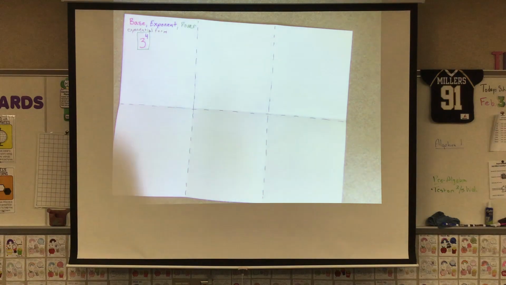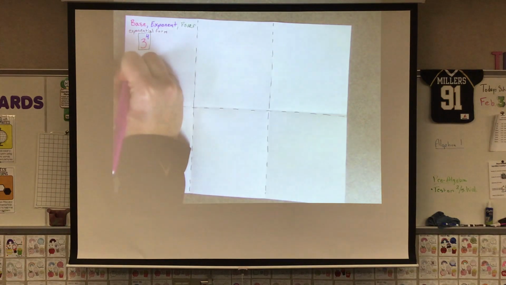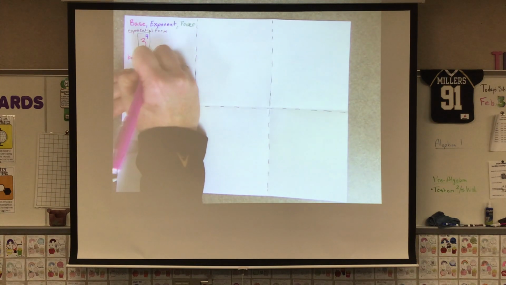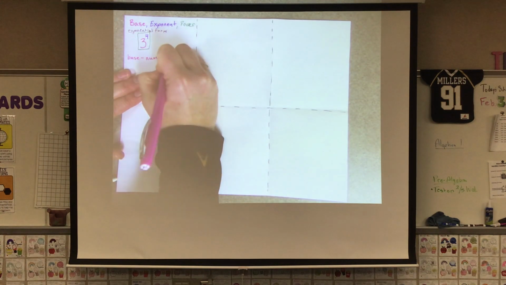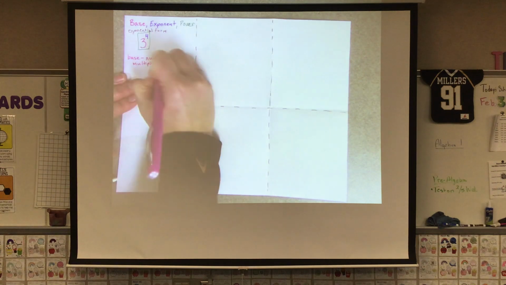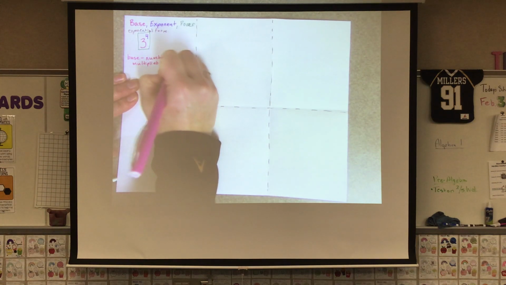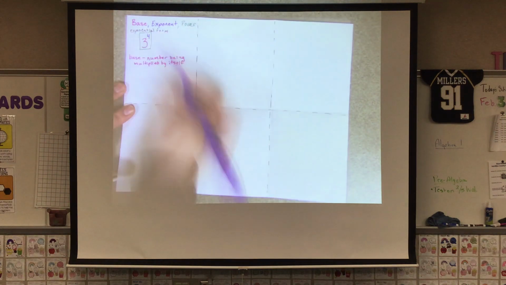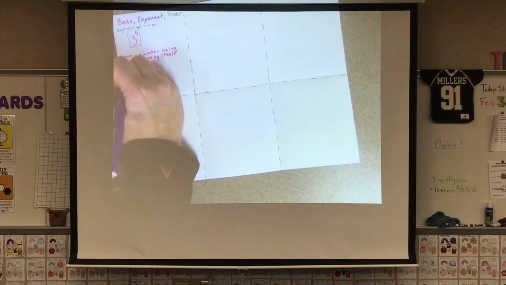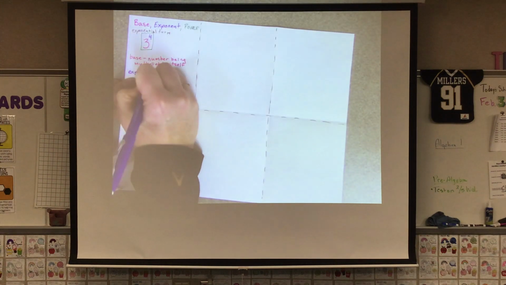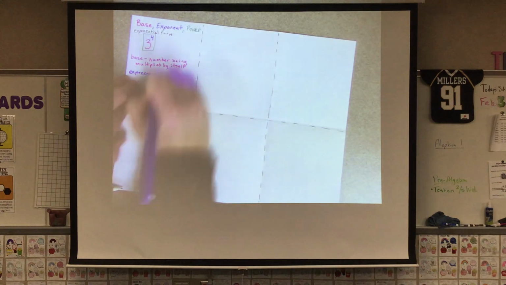Now when we talk about this, again, the pink part for this is the base. This is the number being multiplied by itself. So then the blue part right here, in this case 4, is our exponent. The exponent tells us how many times we need to multiply the base by itself.